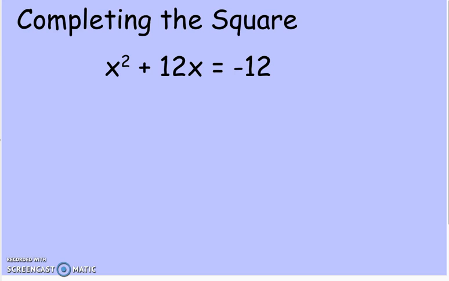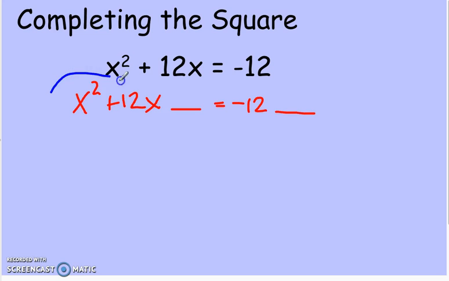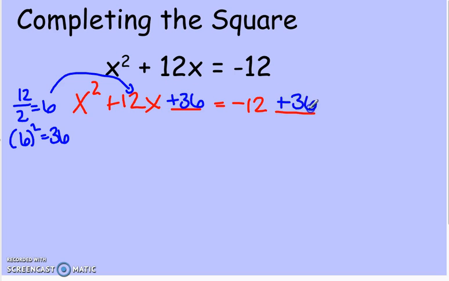Okay, so first things first. You want to have your x squared and x on one side, your constant on the other side, and we have that. So now we're going to rewrite this with the blank on each side. Remember, we're going to add something to both sides, so we need that blank so that we know it's going on both sides. Now we're going to take our 12 and do our little trick. 12 divided by 2 is 6. 6 squared is 36. Okay, so we're going to add 36 to both sides.